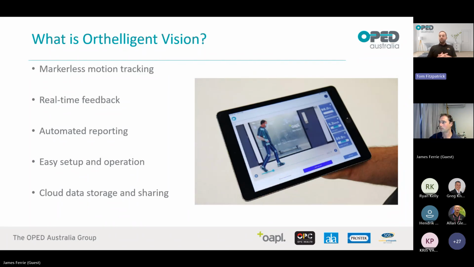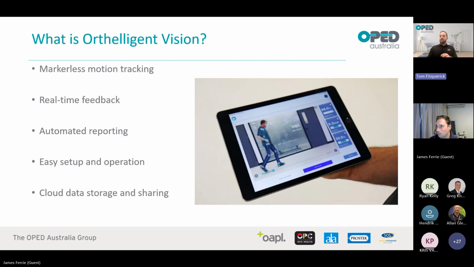Another great feature is the automated reporting. So after each analysis, the system will automatically generate a detailed report that includes objective metrics such as joint angles, movement symmetry, stance, and support time. These reports are useful for tracking progression, documenting recovery stages, communicating results to patients, other healthcare providers, and insurance companies. Automation reduces the manual workload on clinicians and ensures consistency in data analysis and documentation.